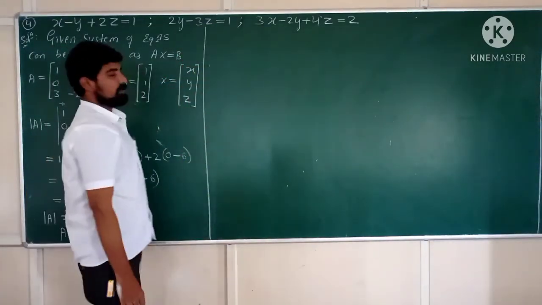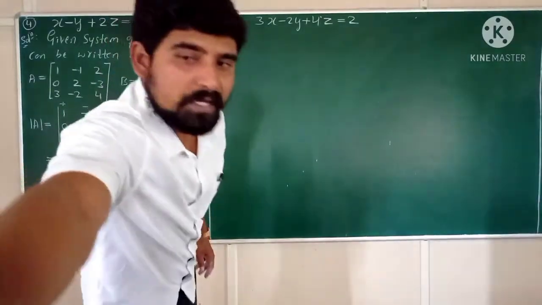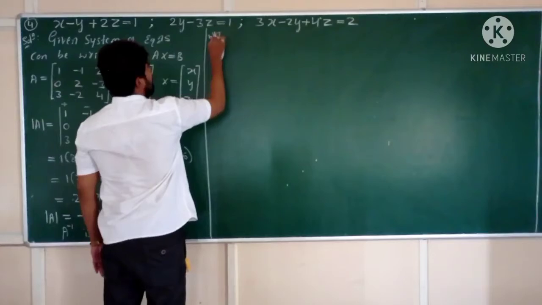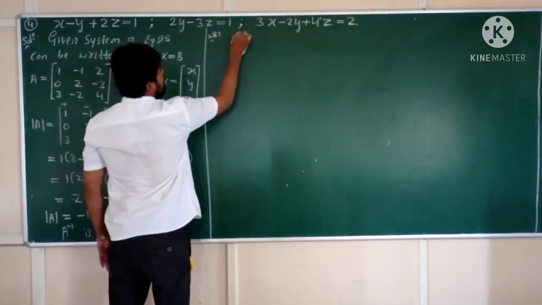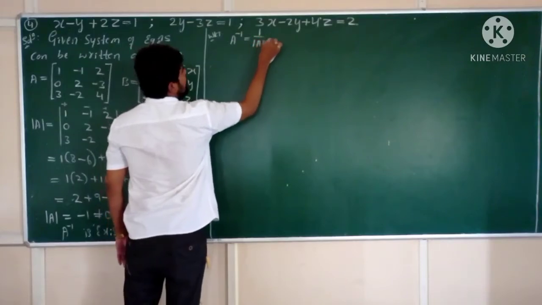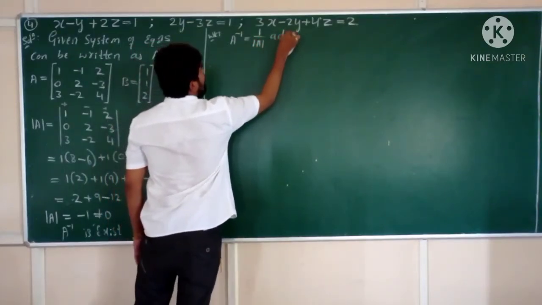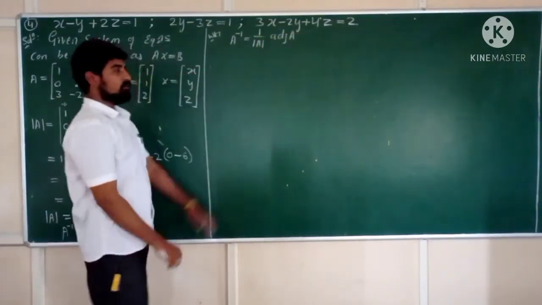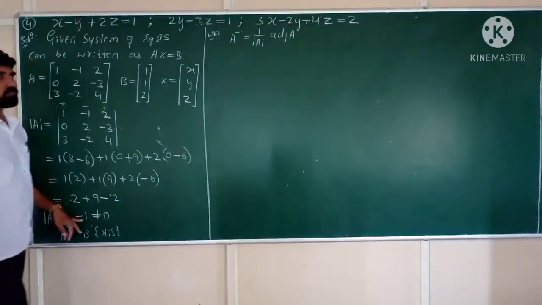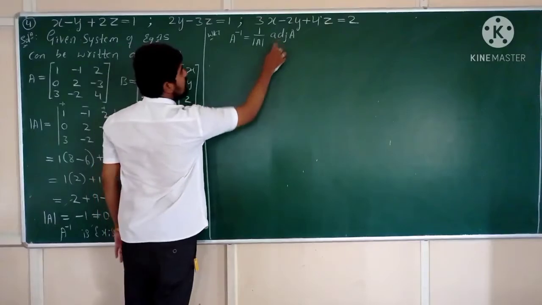Now we need to find the matrix A inverse, and we know that A inverse is equal to 1 divided by the determinant of A into the adjoint of A matrix. We already found the determinant value of the matrix A is equal to minus 1. Now we need to find the adjoint of the A matrix.